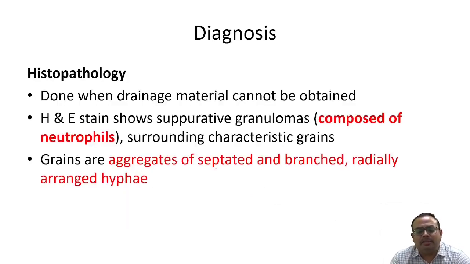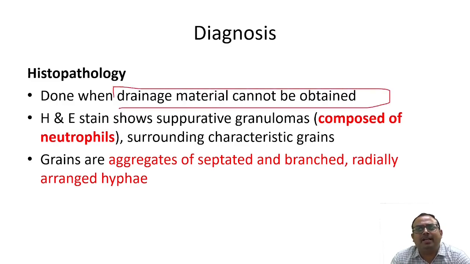Apart from these two modalities, histopathology can be done, but when the draining material cannot be obtained. At that time a punch biopsy is required, and you do an H&E, that is hematoxylin eosin stain, of the prepared slide of the biopsy. And what you visualize there is a suppurative granuloma surrounding the grain.